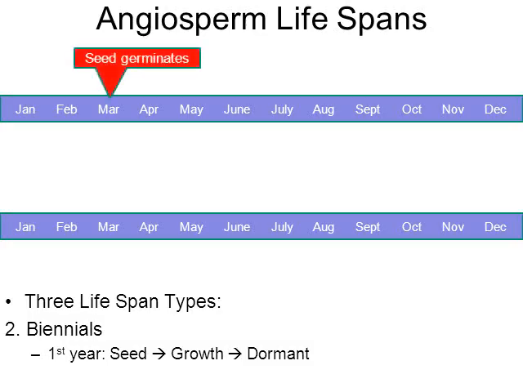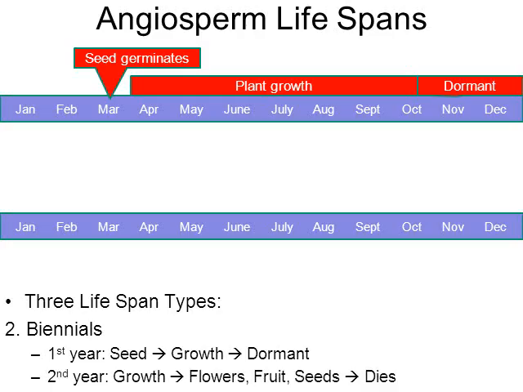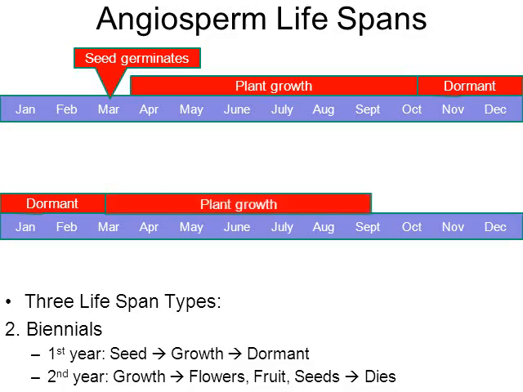So early on in year number one, the seed germinates, which means it just starts to grow. And then over the next few months, the plant gets bigger and bigger. And then at the end of year number one, it's going to go into a dormant, hibernative state. And that'll carry over into year number two. Into year number two, that dormant state will continue. But then when springtime rolls around and it gets warmer, the plant will continue to grow a little bit.